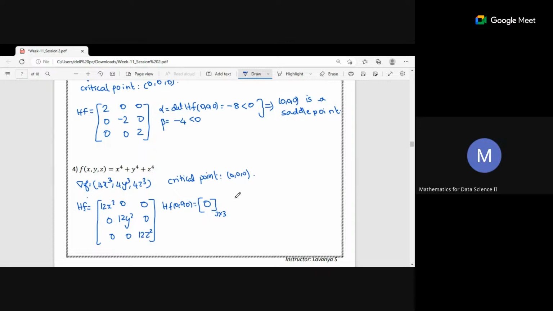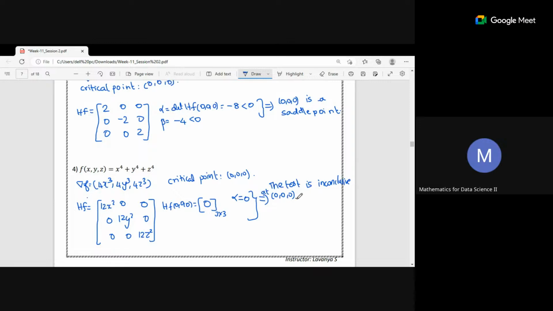If it is a null matrix, you know that the alpha value is 0, so we don't have to go to step 3. What can you say from here? At (0, 0, 0), the test is inconclusive.